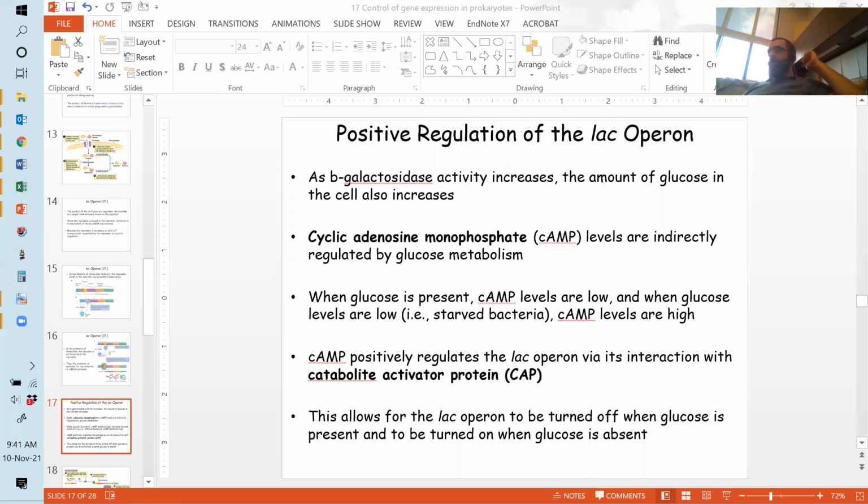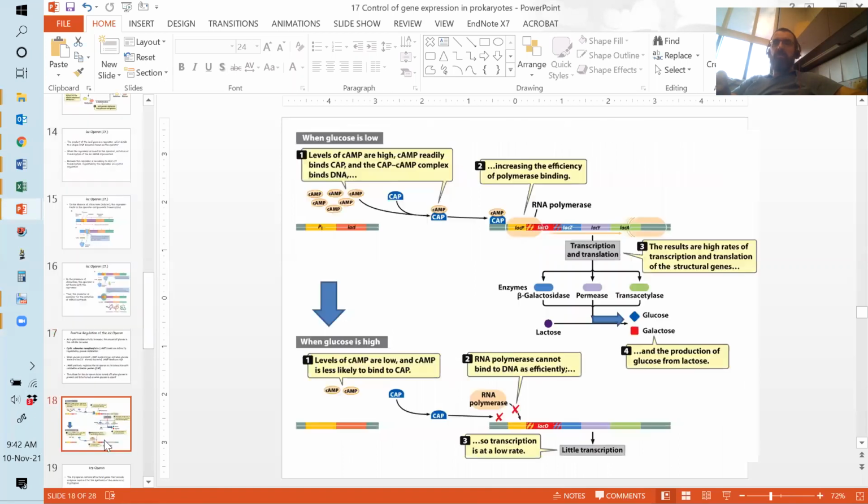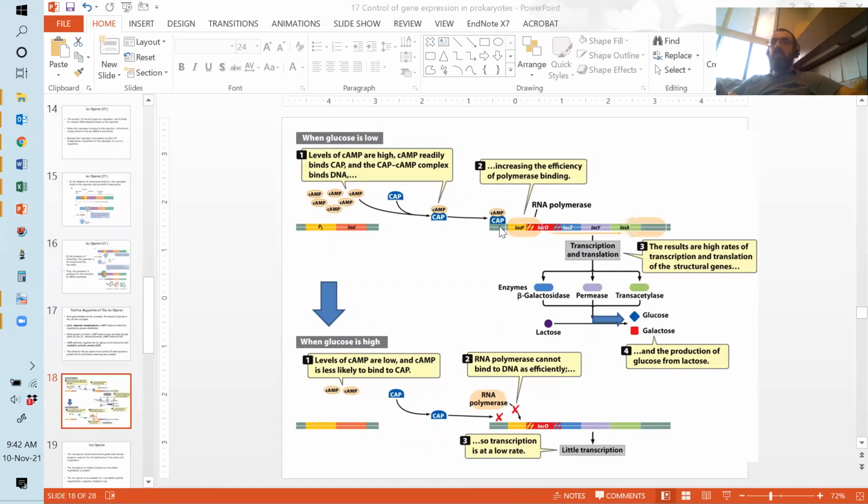Okay, so we want to know how much glucose is present, right? We detect that by sensing levels of cyclic AMP, right? So if glucose is up, cyclic AMP is down. We detect cyclic AMP by the catabolite activator protein. And so how do we do that? Maybe the next question on your list. All right, so basically CAP plus cyclic AMP equals more efficient transcription.